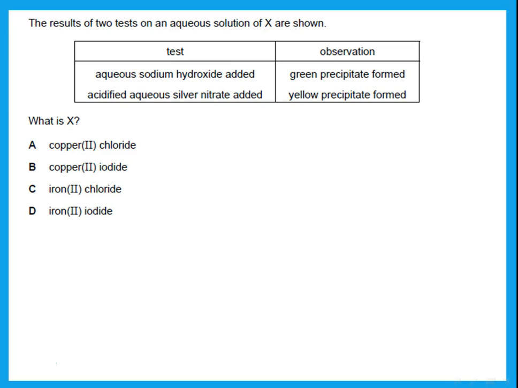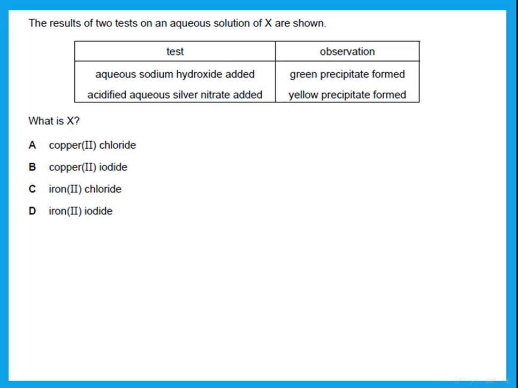Okay, let's try something. The results of 2 tests on an aqueous solution of X are shown. So he says he added aqueous sodium hydroxide and he got a green precipitate. Now, which one gives a green precipitate with sodium hydroxide? Is it copper 2 or iron 2? If you remember, it was iron 2 that gives green precipitate.